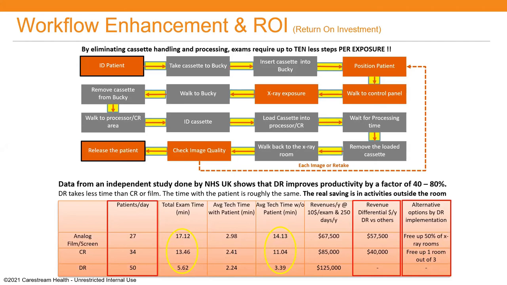And when they were upgraded to DR, they could increase the number of patients up to 50. So this is the result of things proceeding more quickly, and all this efficiency, based on the steps that have been measured in those hospitals, comes mainly from the activities done by the technologist when the technologist is not in touch with the patient.